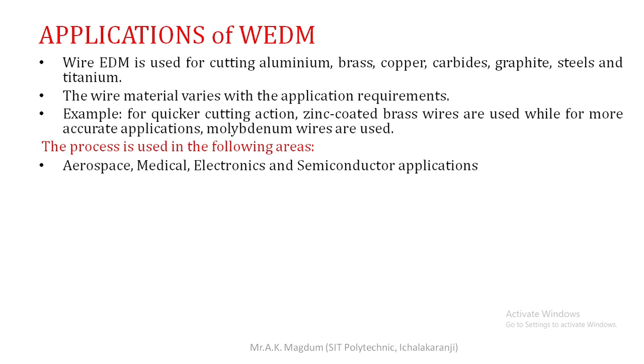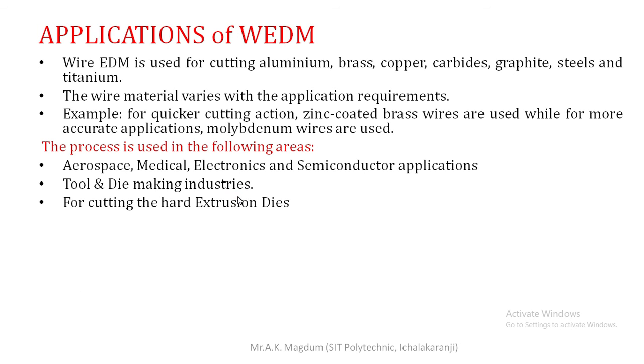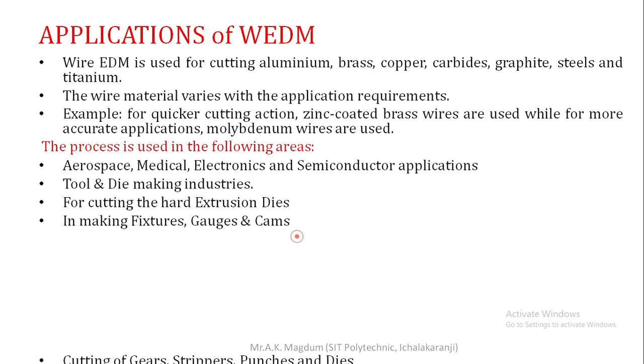Next, the process is used in the following areas. First of all, aerospace, medical, electronics and semiconductor applications. Second one is the tool and die making industry. This industry has a vast application of the wire EDM process. Next one is cutting hard extrusion dies. This industry also requires wire EDM processes. Next one is making fixtures, gauges and cams. For that purpose also the wire EDM process is required.